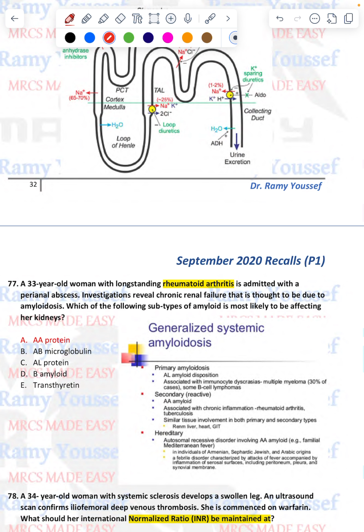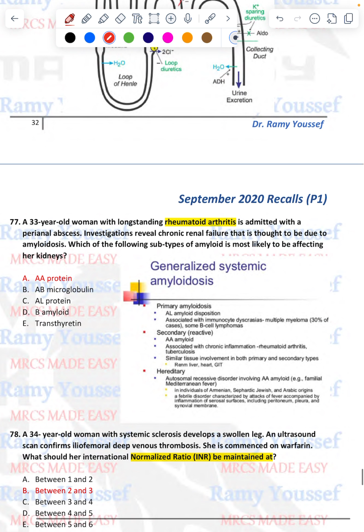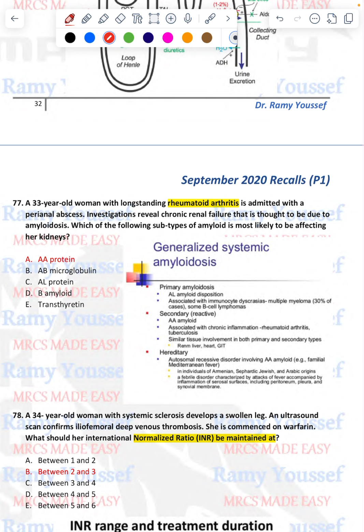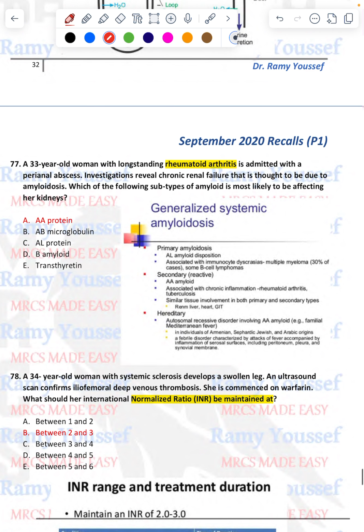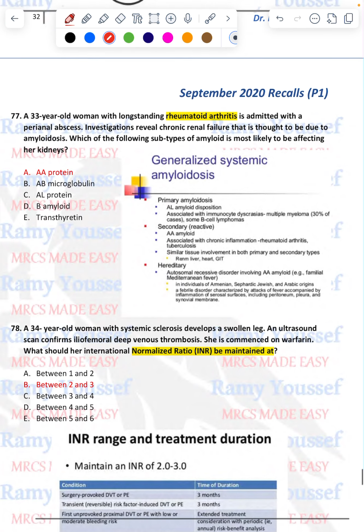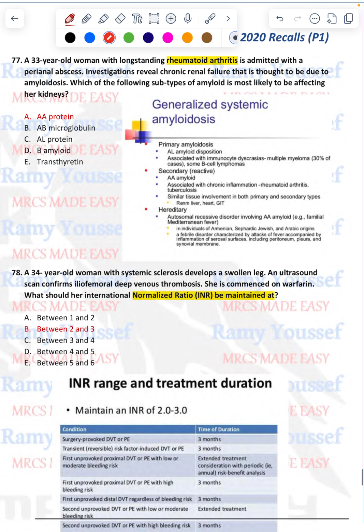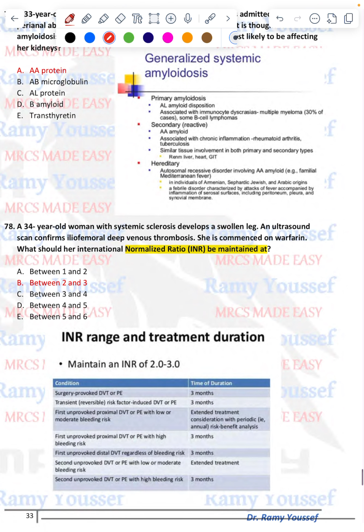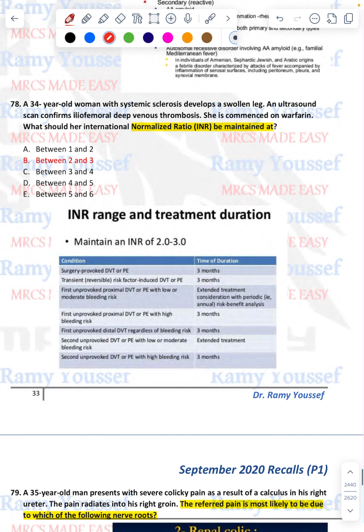It is to be 2 to 4... 2 to 3 is given, so 2 to 3 is okay. 2 to 3. Surgery for provoked DVT, 3 months. We are not going to go.